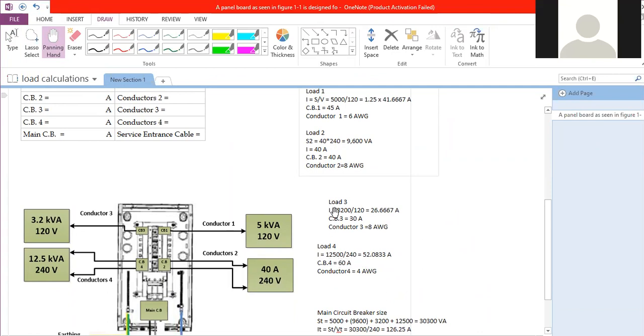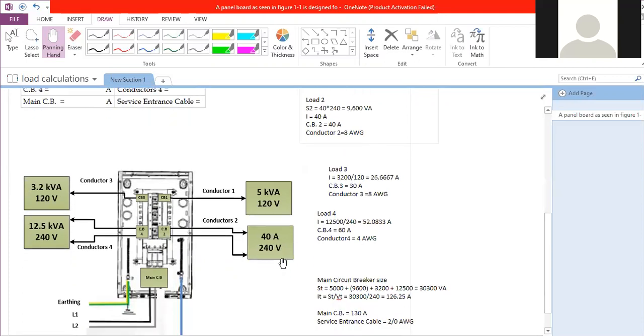Okay, excellent. Load, where is the load? Here it is, load number 2, it is 40. I have to multiply with 1.25 if it is mentioned that it is continuous. Okay, clear?